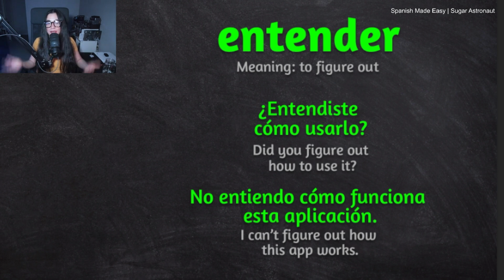I can't figure out how this app works. It can also mean I don't understand how this application works. Okay, so it has two meanings. It's very similar to saying those two things, but essentially we're talking about understanding, to figure out how something works. And yeah, you can use entender in those situations.